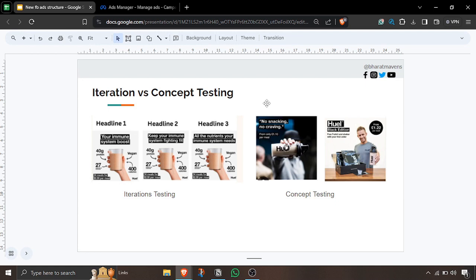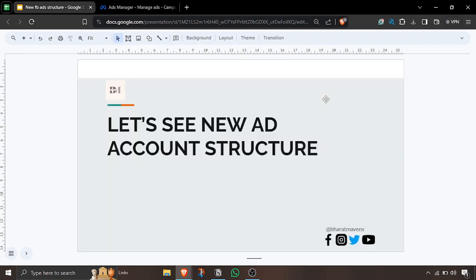That's what concept based is. For example, on the left you have no snacking, no craving, and on the right it is about the black edition and more about price. You don't have price as a conscious thing here. So that is what we are trying to do, more concept testing than iteration testing.